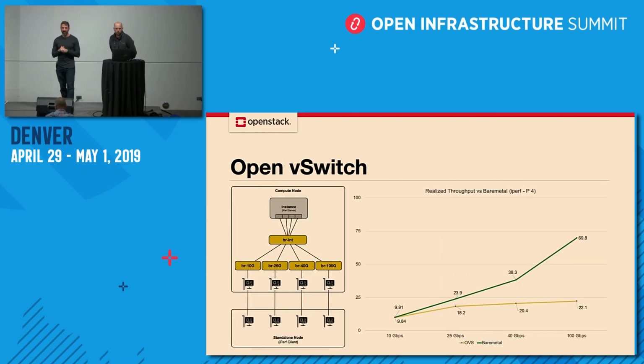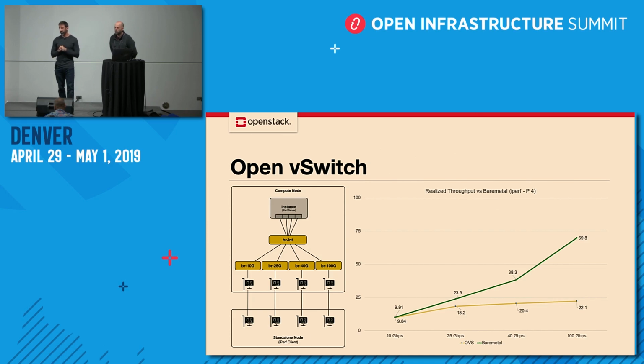As mentioned before, the same instance. This time we plugged it into an OVS bridge. So the 4 NICs all plug into the same integration bridge, 4 branches off of that, each with a different speed physical NIC. And the results, very, very similar to that of LinuxBridge.